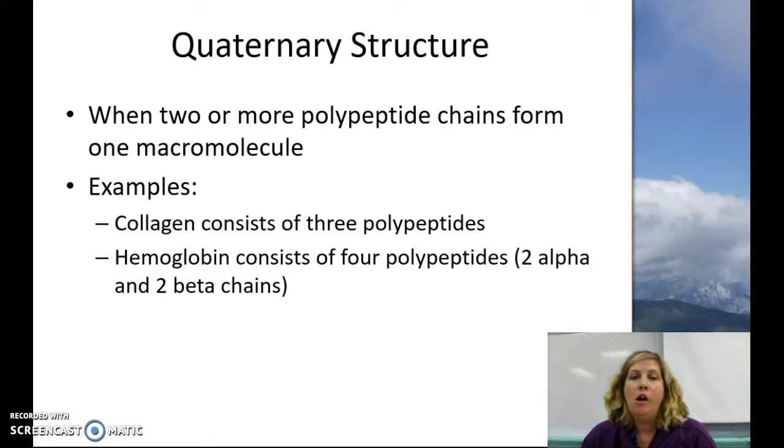So for example, collagen consists of 3 polypeptides that are intertwined into a longer chain, and hemoglobin consists of 4 polypeptides, 2 alpha and 2 beta chains. So they're actually just 2 different types of polypeptides that form one molecule made up of 4 different polypeptides for hemoglobin, as we've already seen in the example of sickle cell anemia.